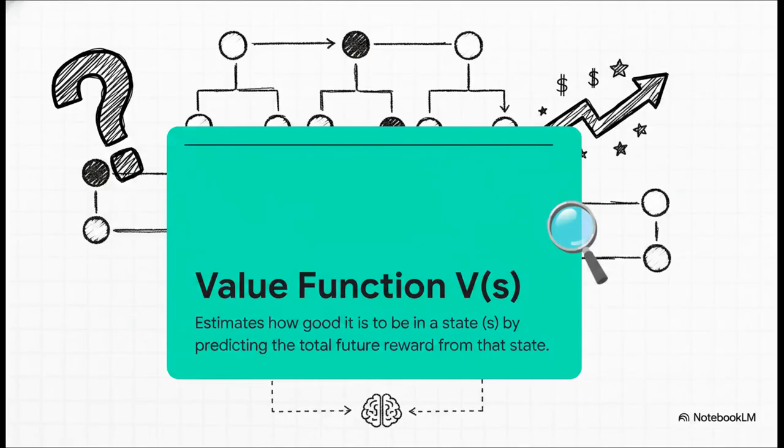So, tool number one is something called the value function, or V of S. Think of it as the AI asking itself a simple question. Putting aside my next move, just how good is my current situation? Am I in a good spot? It's all about estimating the potential of the state you're in right now, assuming you keep playing your normal strategy.